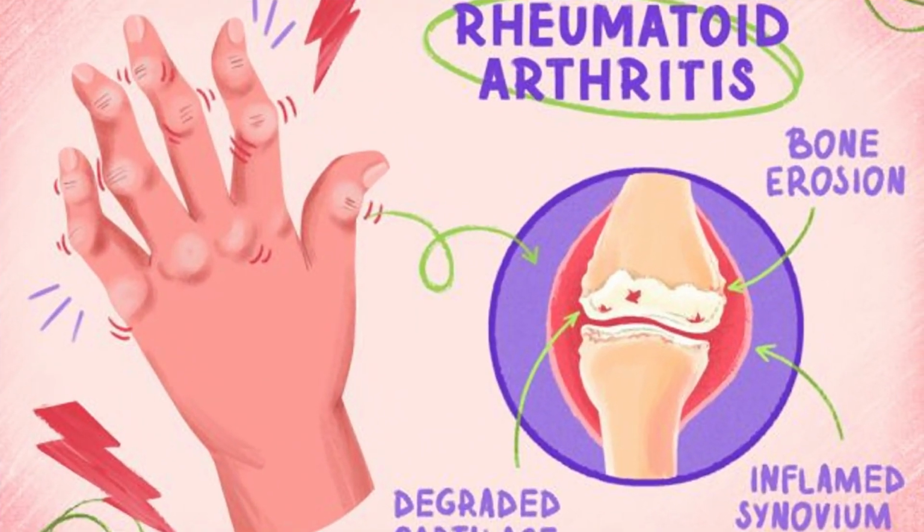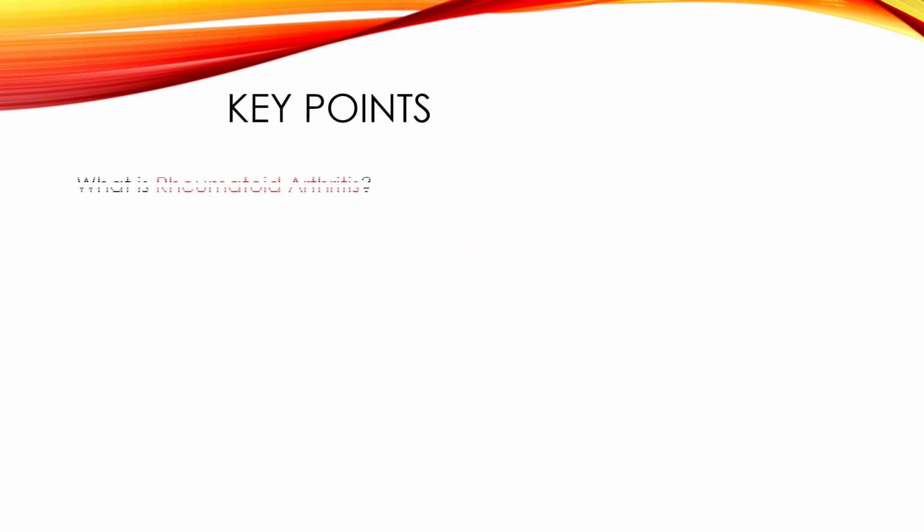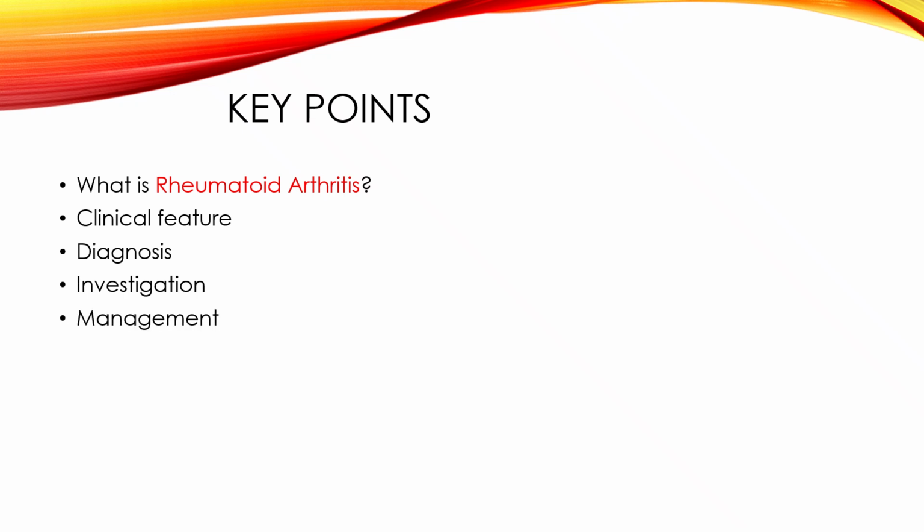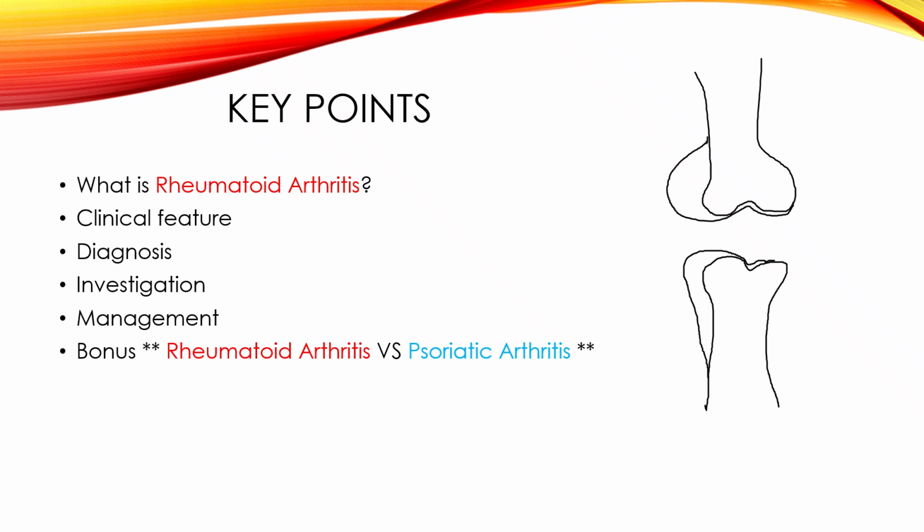Today I'm going to talk about rheumatoid arthritis. Let's start. So here are some key points. What is rheumatoid arthritis? Clinical features, diagnosis, investigation, management, and bonus. This topic is rheumatoid arthritis versus psoriatic arthritis. These are the key points of today's video. So let's move further.